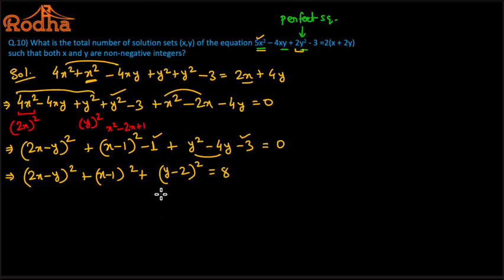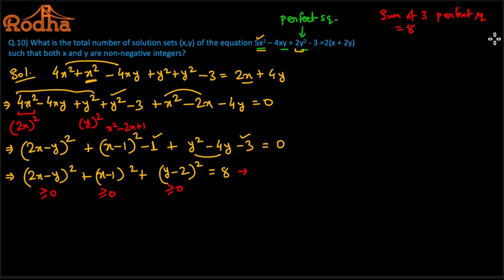Once I write this equation, I need to find the x and y solution set, both non-negative integers. Now how do you get this 8? All are perfect squares, which means all are greater than or equal to 0. So the statement says that the sum of 3 perfect squares is 8.